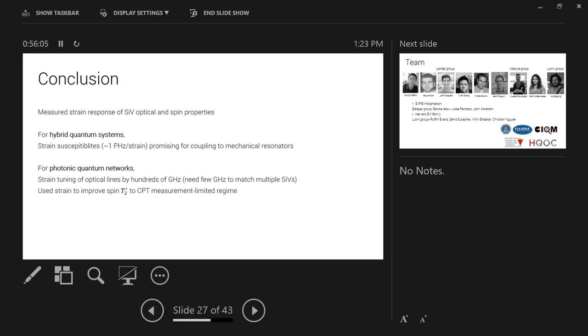So basically, we did experiments with these cantilevers in which we measured the strain response of the optical and spin properties. And the results are exciting because, one, we've measured very large strain susceptibilities. So this is great for hybrid quantum systems in which you want to couple SiVs to mechanical resonators, which is the next wave of experiments that we want to do. This is also great for photonic quantum networks because we can now tune silicon vacancies optically. We were also able to use strain to improve the spin coherence of the SiV.